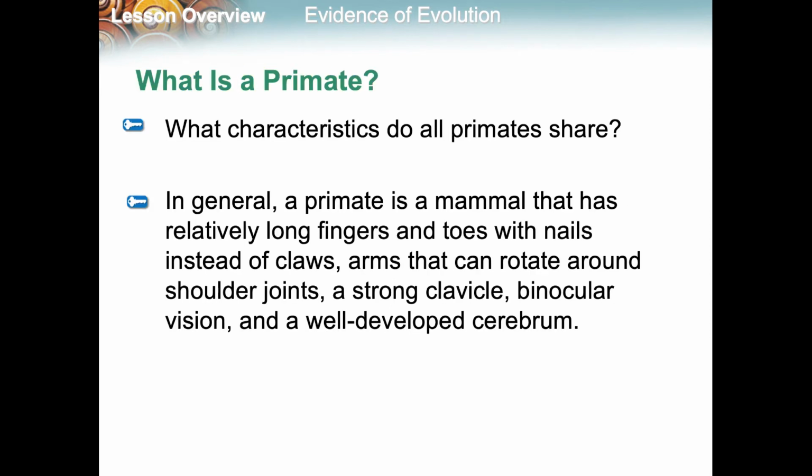So now we're going to be talking about primates. What characteristics do all primates share? They're a mammal that has long fingers and toes with nails instead of claws. They have arms that can rotate around their shoulder joints. So if you just spin your arms around in circles, our arms can do that. We have a strong clavicle, which is your collarbone. We have binocular vision, which means we look forward. And we have a very well-developed cerebrum, which is your brain.